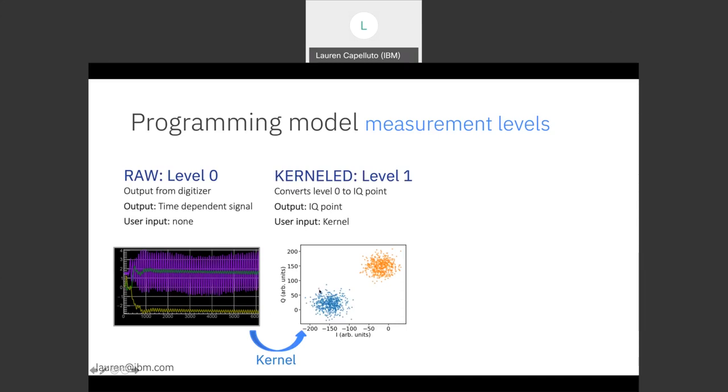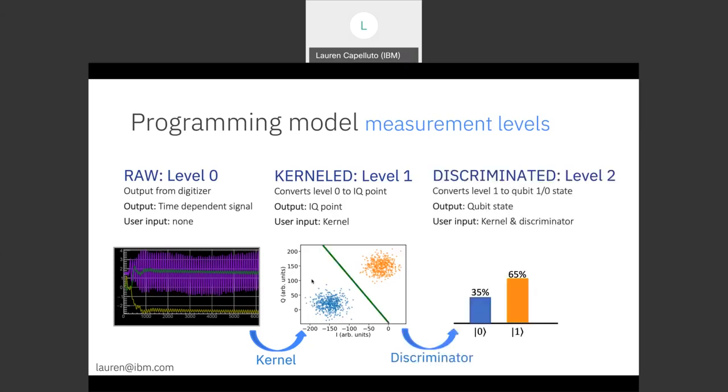So the signal on the left side is going to correspond to just a single point in the middle. When we repeat this many times, we can see that the scatter of these IQ points is going to be dependent on the state of the qubit that the readout resonator is coupled to. Using that, we can build a discriminator.